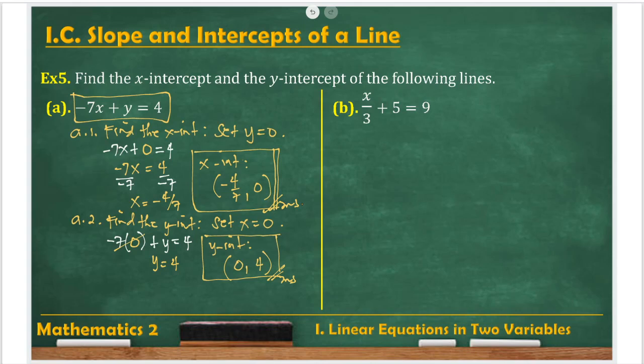Okay, so let's have the second equation. The second equation is x over 3 plus 5 equals 9. So what can we observe from the given equation? The given equation has no y term, so x lang yung nakikita natin. So what did we say about lines with no y term? About the graph of the line. So the graph is a vertical line. If you only have the variable x in your linear equation, then the graph should be a vertical line.